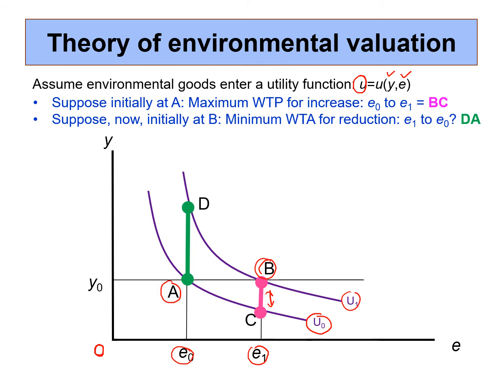So our minimum willingness to accept for a reduction from E1 to E0 is actually this area D to A. Okay, now my question is, why is the willingness to accept greater or larger than the willingness to pay? So we will discuss this question during the class time.